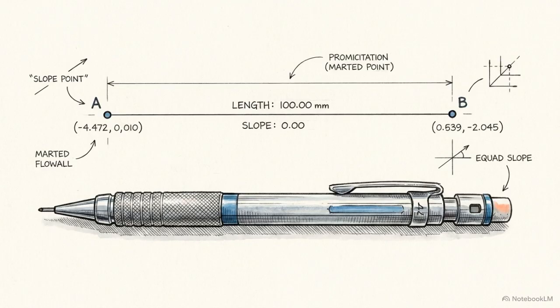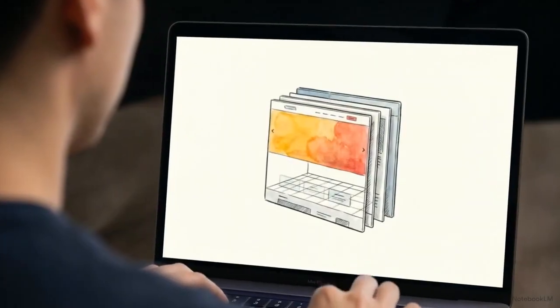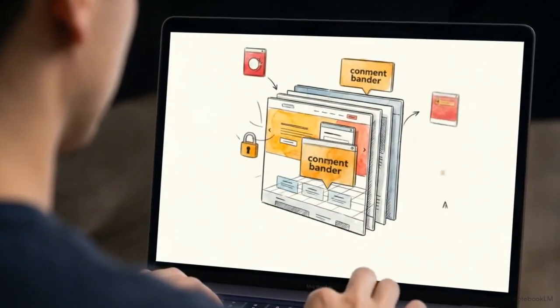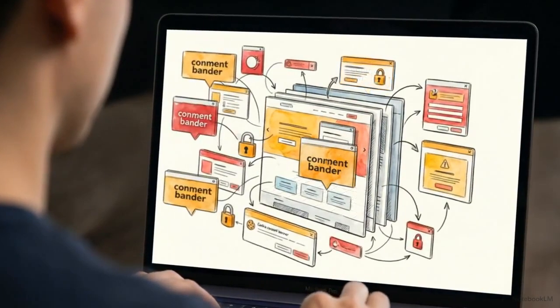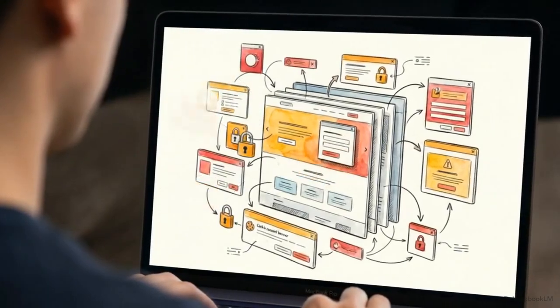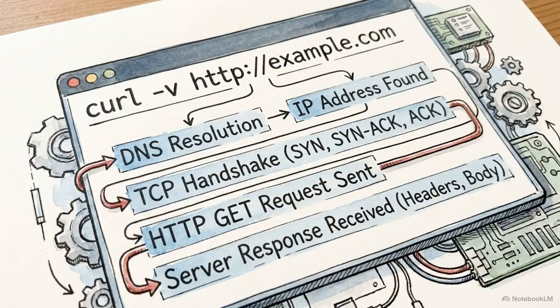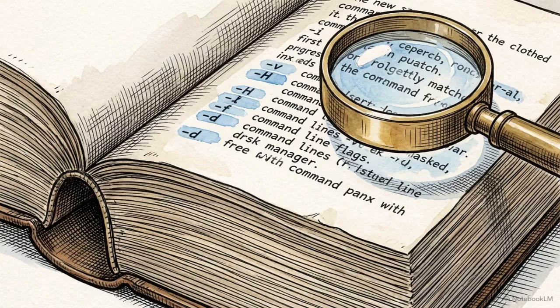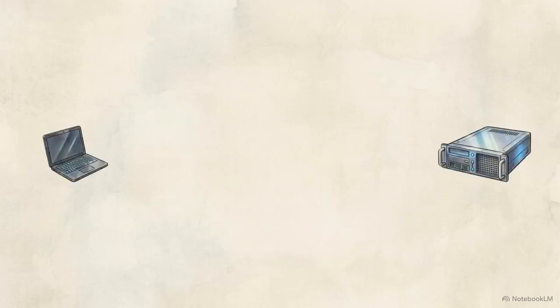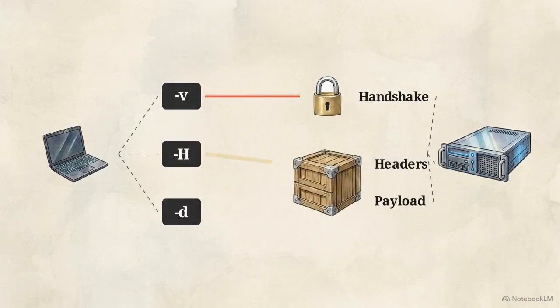This architecture is built on a requirement for explicit instructions. A web browser is designed to make assumptions on your behalf, automatically following redirects, storing cookies, and negotiating security. Curl does none of that. It executes the precise network interaction you request, with zero assumptions. Mastering this tool does not require memorizing an endless list of command line flags. It requires understanding how those flags explicitly map to the network protocols they manipulate.